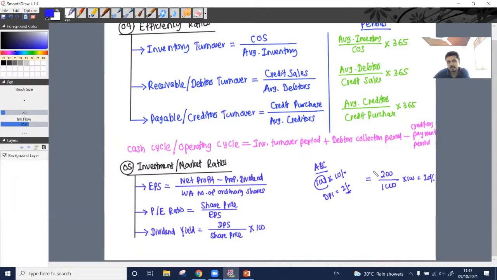20%. It means that by investing 1,000 rupees, I can earn a dividend income of 20%. Right? That is the idea behind dividend yield. Dividend per share divided by share price. If I invest in the business at this share price, how much can I get in terms of dividends?